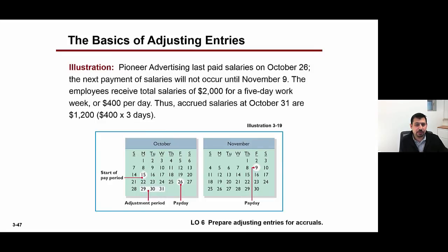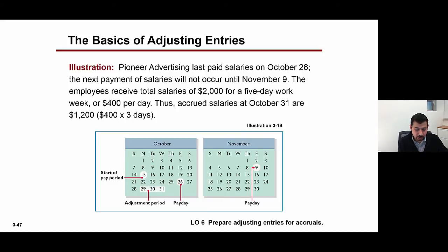Another example is salaries. So Pioneer Advertising last paid salaries on October 26. The next payment of salaries will not occur until November 9th. The employees receive total salaries of $2,000 for a 5-day work week, or $400 per day. Thus, accrued salaries at October 31st are $1,200.